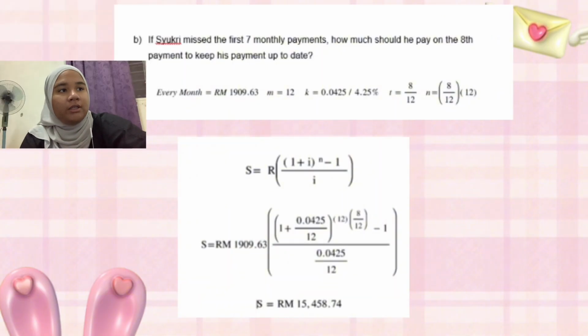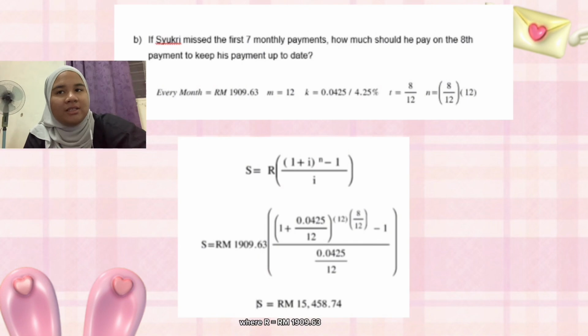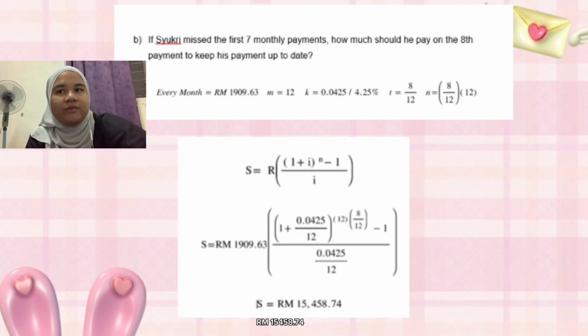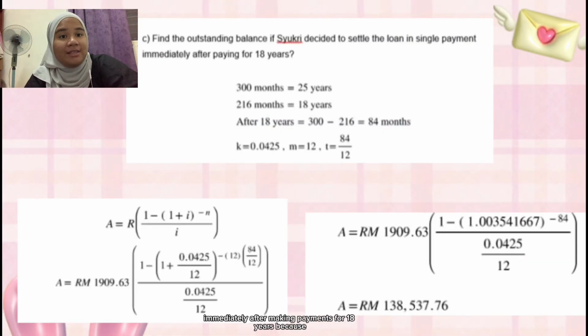For part B, Shukri missed the first 7 monthly payments. How much should he pay on the 8th payment to keep his payment up to date? Okay, where R equals to 1909 ringgit 63 cents and n equals to 8 months. After substituting the values into the formula for the accumulated amount due on the 8th payment, shown below, the amount is 15,458 ringgit 74 cents.